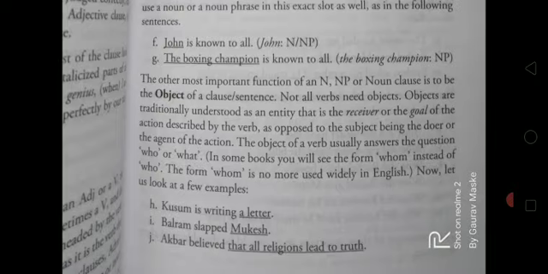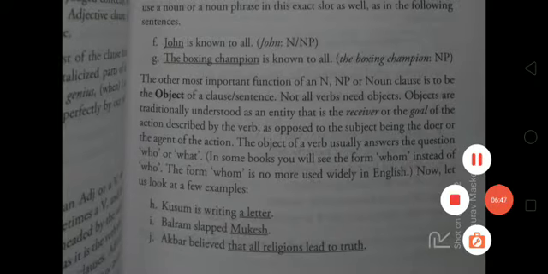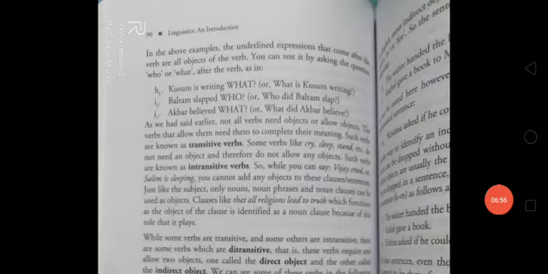Akbar believed that all religions lead to the truth. What did Akbar believe? That all religions lead to truth. This is an object we get when we ask the question to the subject or to the verb. Let us see the description of the above sentences.